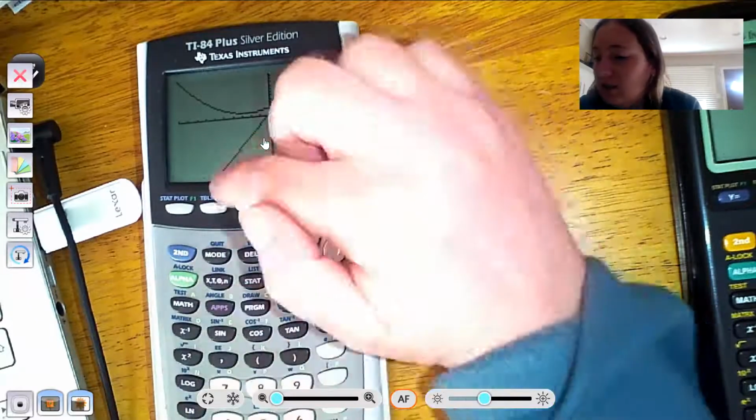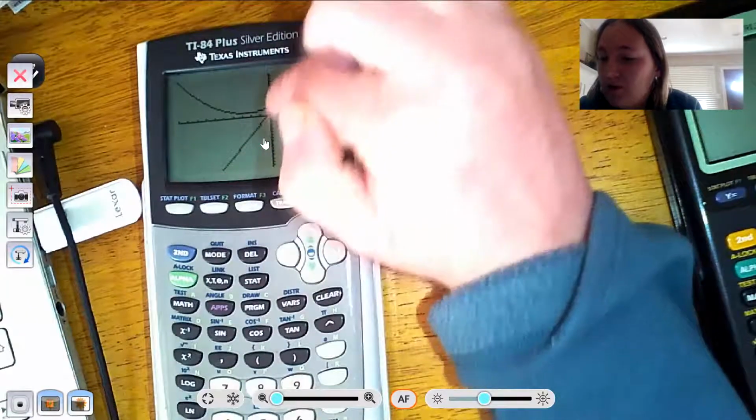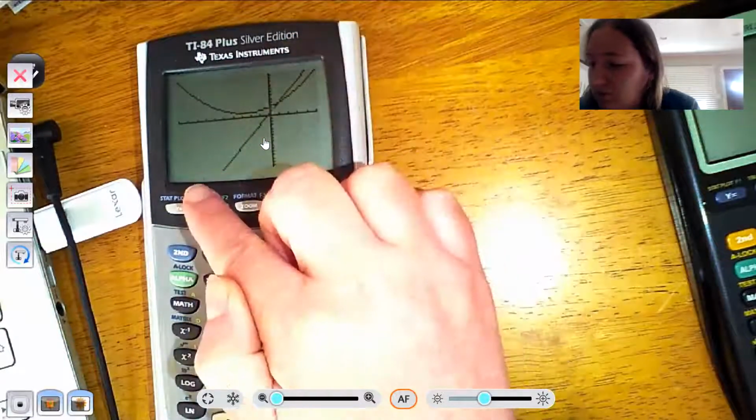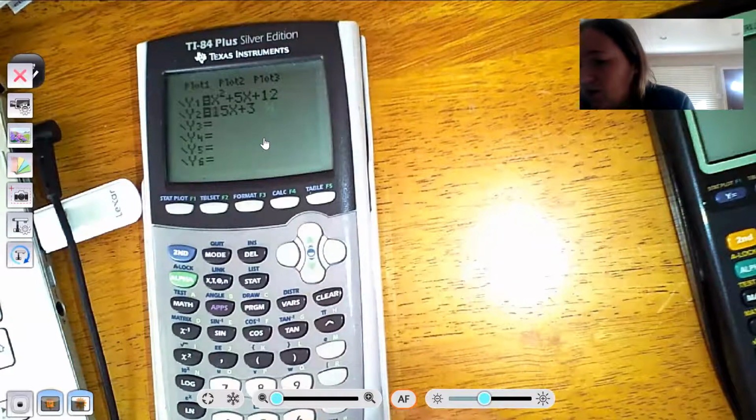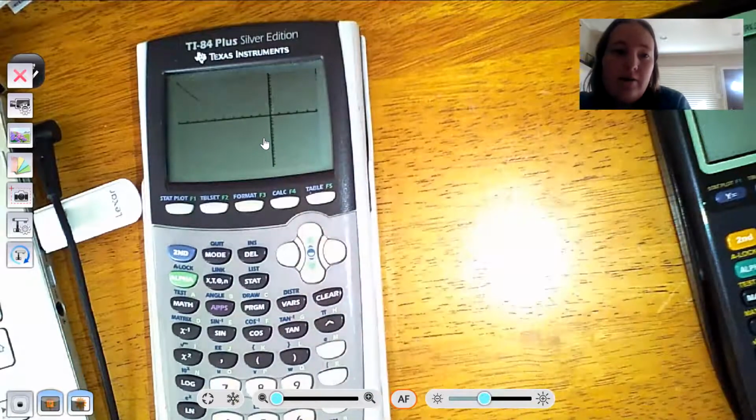So let's increase the steepness so that the y-intercept is fine, but let's increase the steepness. So y equals, so to increase the steepness, we increase this. Let's make it just 25. Let's graph again.